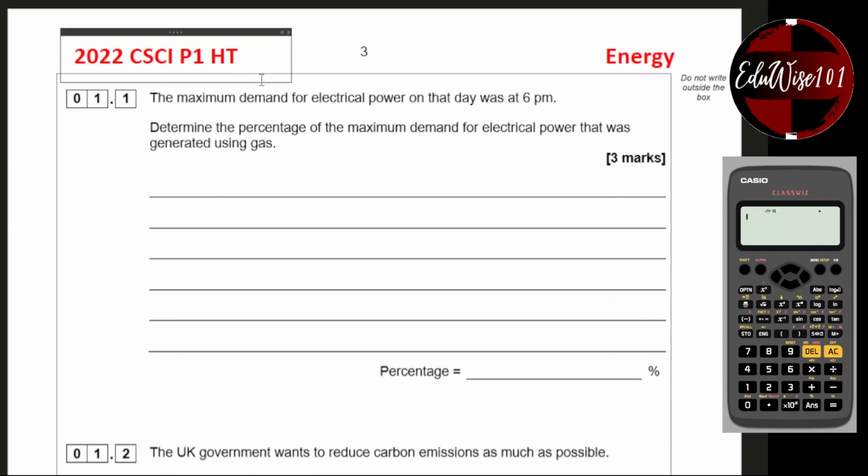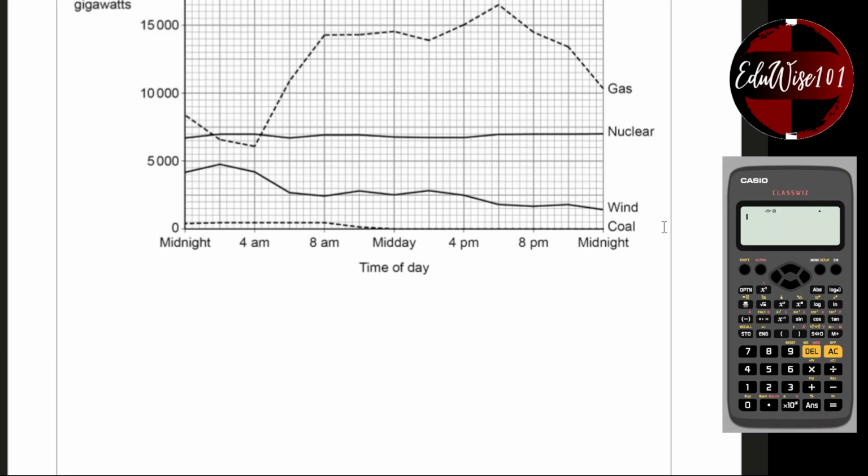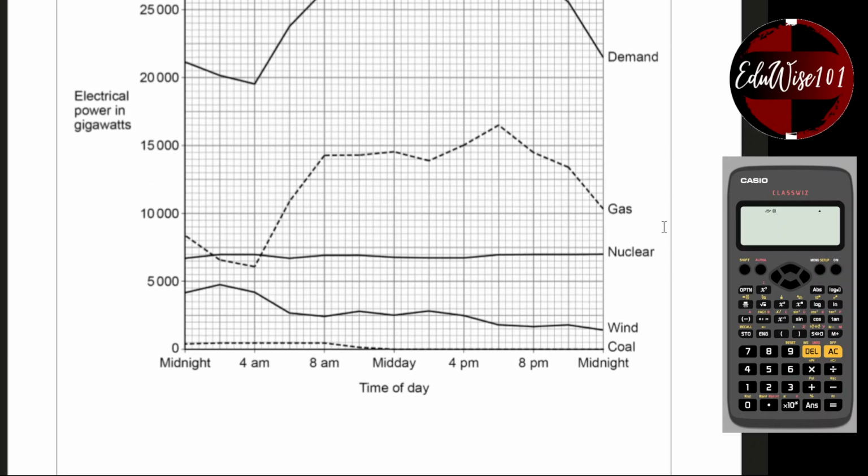1.1, the maximum demand for electrical power on the day was at 6 p.m. So according to the question, the maximum power demand was at 6 p.m. Determine the percentage of the maximum demand for electrical power that was generated using gas. So that's the key. So let's have a look at how much was generated from gas.